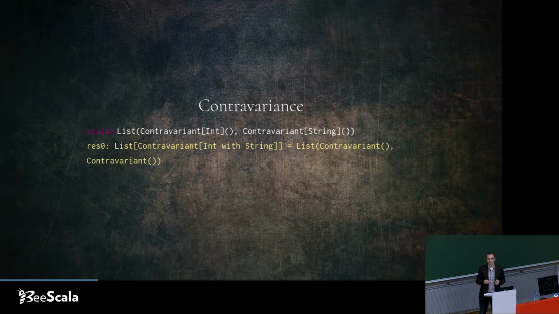Is anyone surprised by this? Yeah, a few people surprised. OK. It's just what happens. That's what happens when you calculate a least upper bound, a lub, over a contravariant parameter. It flips the lub into a glub, a greatest lower bound. And it turns out that the greatest lower bound for types like Int and String is Int with String. It's the intersection type.